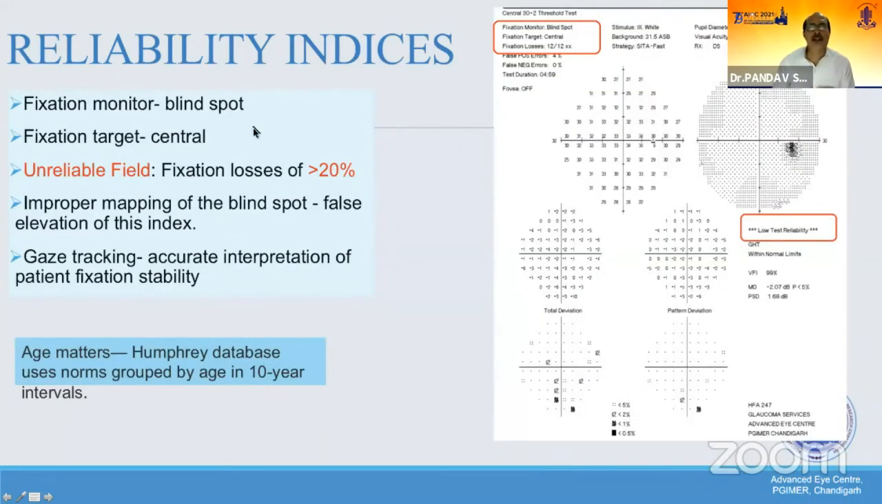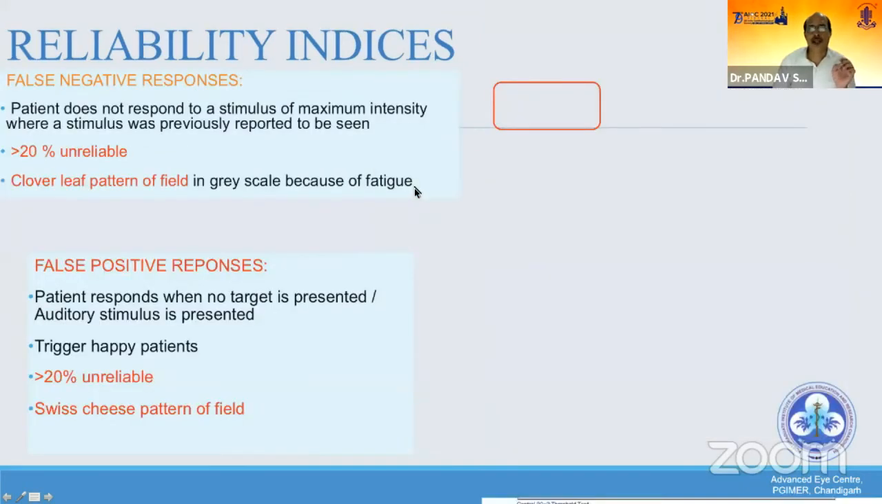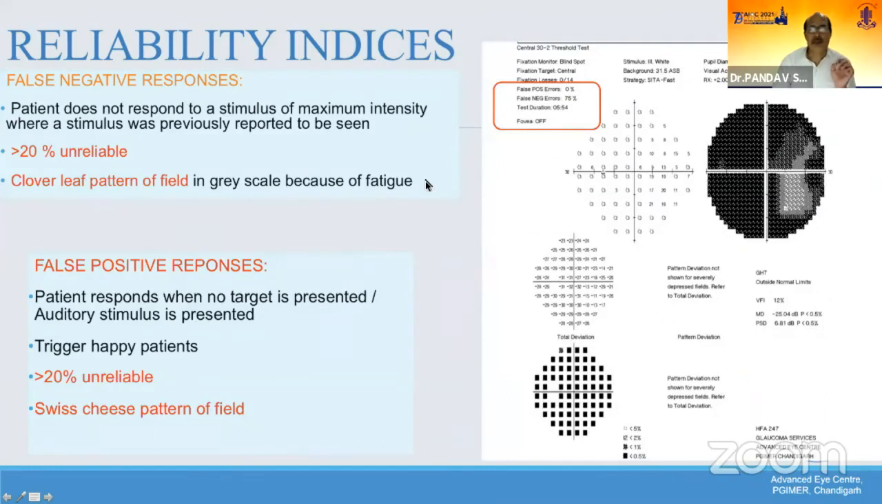And finally, you look at the reliability parameters. I'm sure they're going to be discussed subsequently also, but you can see there are the fixation errors. If there are a lot of fixation errors, that would make the field unreliable. So you look at the top corner on the left side of the chart under the strategy, where you have certain parameters which tell you whether the field is reliable or not. You have a look at those parameters, and that will give you reliability. If you have too many false positive errors or too many false negative errors or too many fixation losses, then you have to interpret those results carefully.